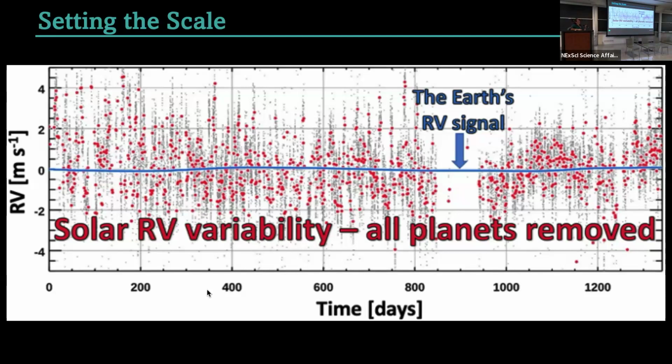And so this is solar RV variability after we've removed the signals from all the planets in the solar system, because we know where they are, so we can model that out. And then I've put, I promise you this is indeed a sine curve, even though it looks like a flat line, but that's the Earth's RV signal in the Sun. And so this is what we're trying to do as a field right now when we talk about EPRV capabilities.